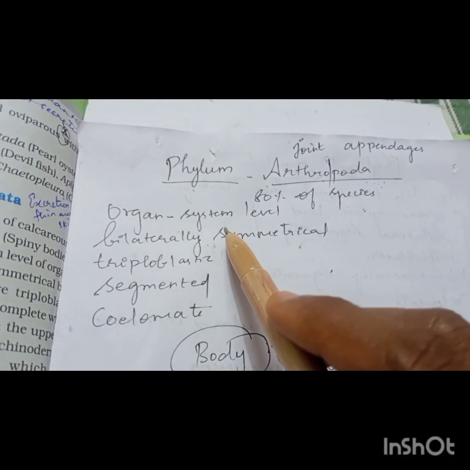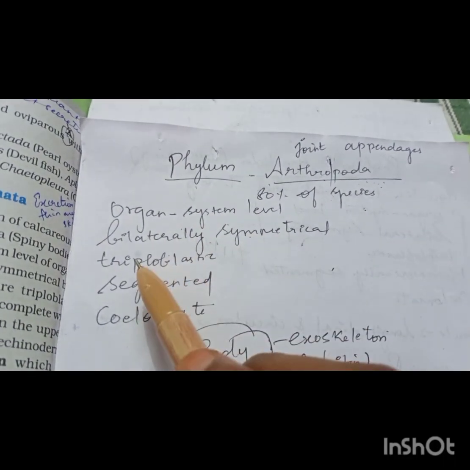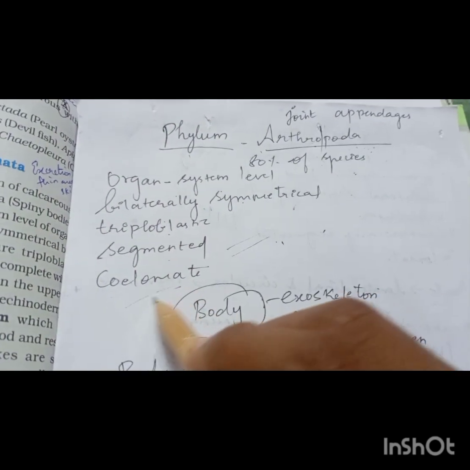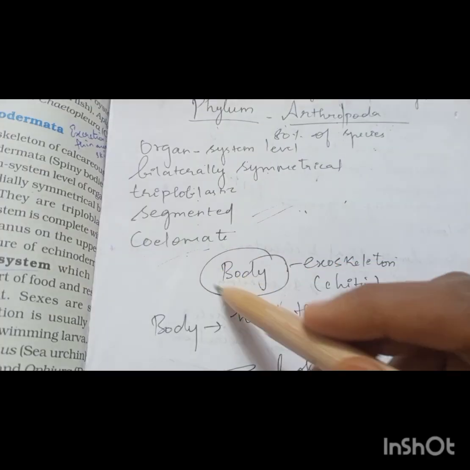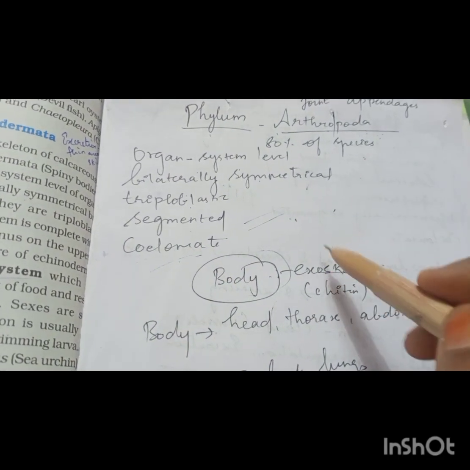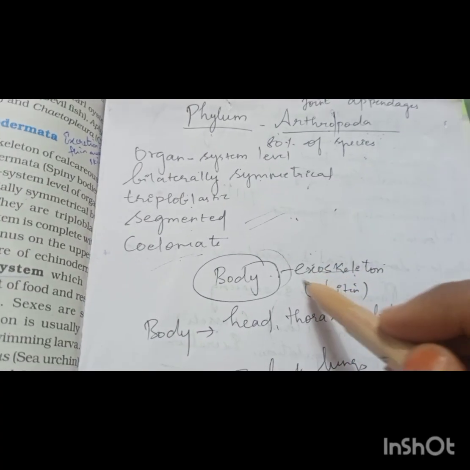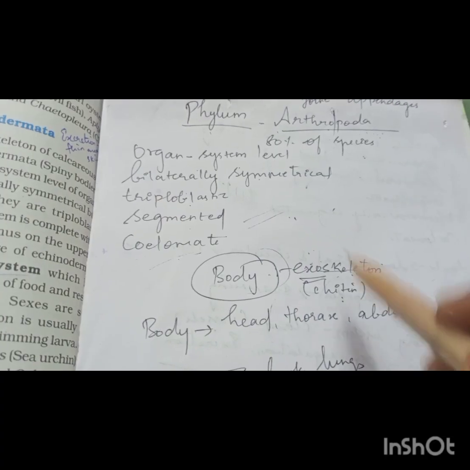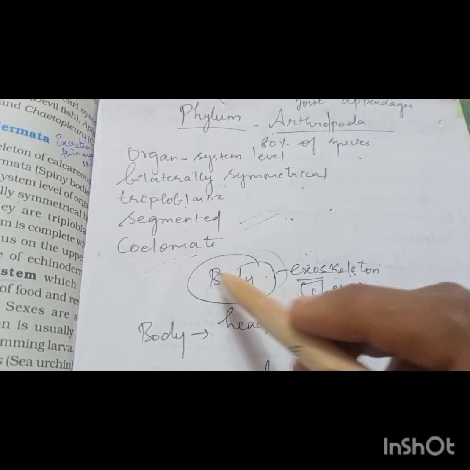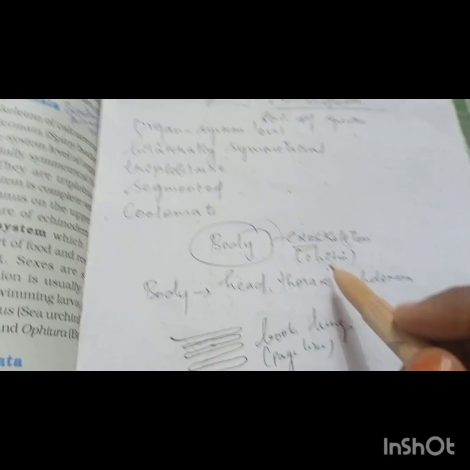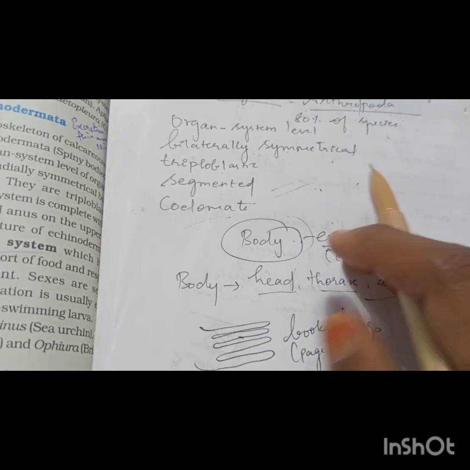So the basic things: it has organ system level, bilateral symmetry, triploblastic, the entire body is segmented, joints will be there, and they have coelom, hence they are coelomate. Actually, the body is surrounded by an exoskeleton. Exoskeleton means the skeleton found outside the body and it is clearly visible. It is composed of chitin. So the peculiar thing here is the body is covered by an exoskeleton composed of chitin. The body is divided into head, thorax, abdomen regions.